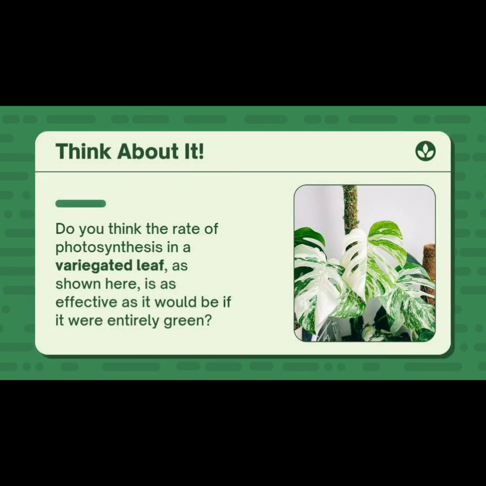Do you think the rate of photosynthesis in a variegated leaf, as shown here, is as effective as it would be if it were entirely green?